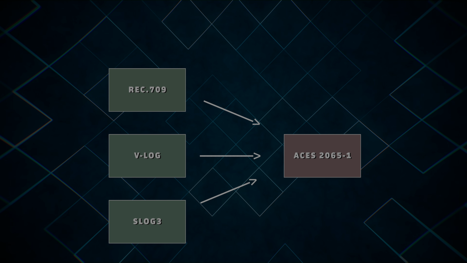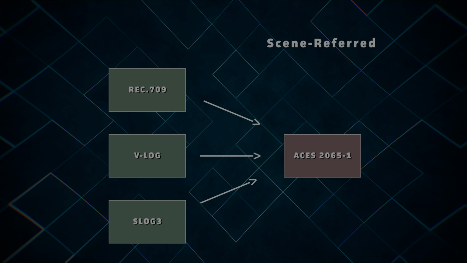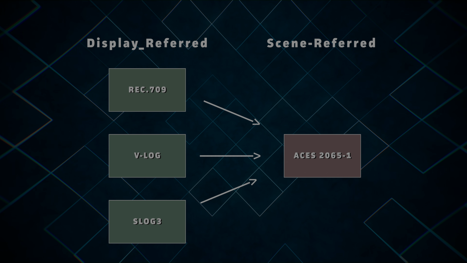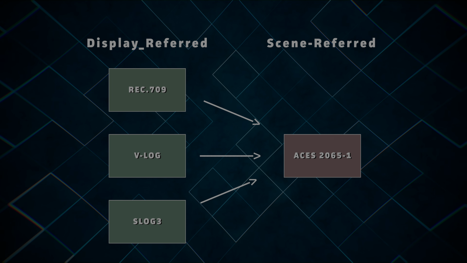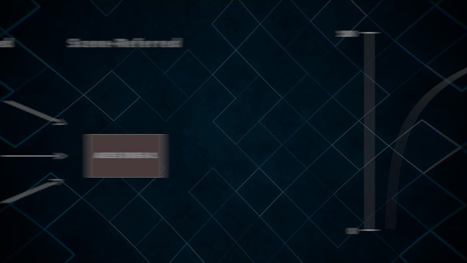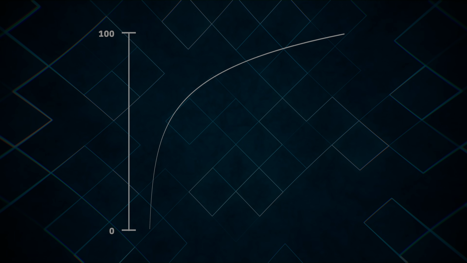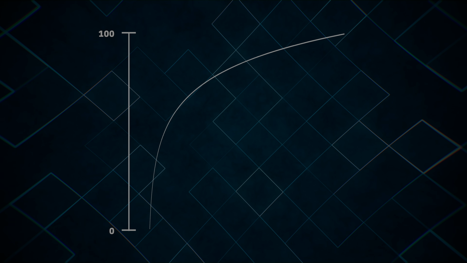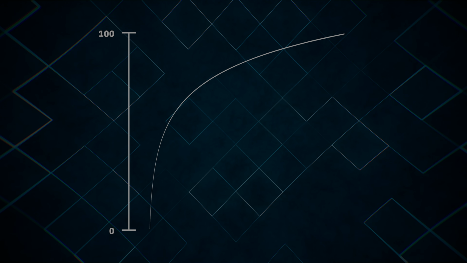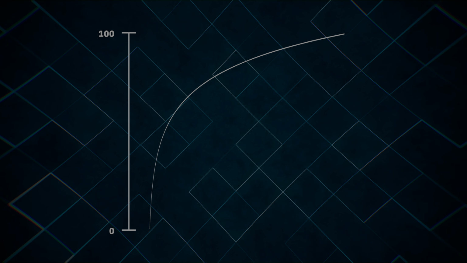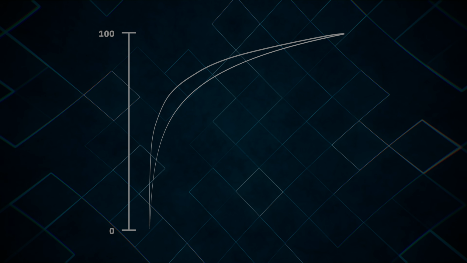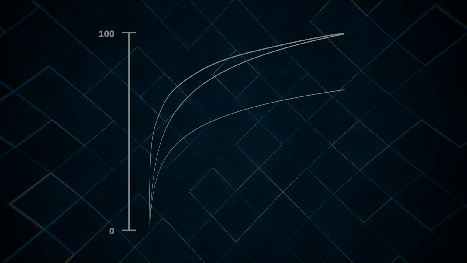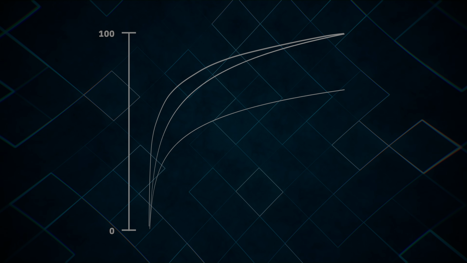ACES 2065-1 is what's called a scene-referred format, as opposed to a display-referred format. Display-referred formats like Rec. 709, DCI-P3, or most camera log formats use some sort of gamma curve to squeeze the signal into a fixed range. 0% is pure black, 100% is pure white. Anything below 0 or above 100 is usually not allowed. So we have to design a gamma curve which takes the characteristics of the image and those of the display into account in order to achieve ideal results.